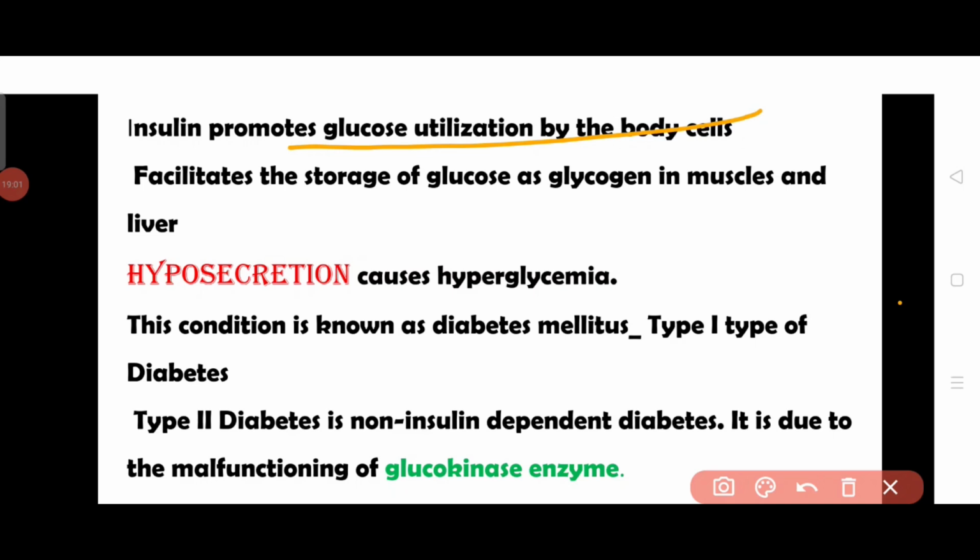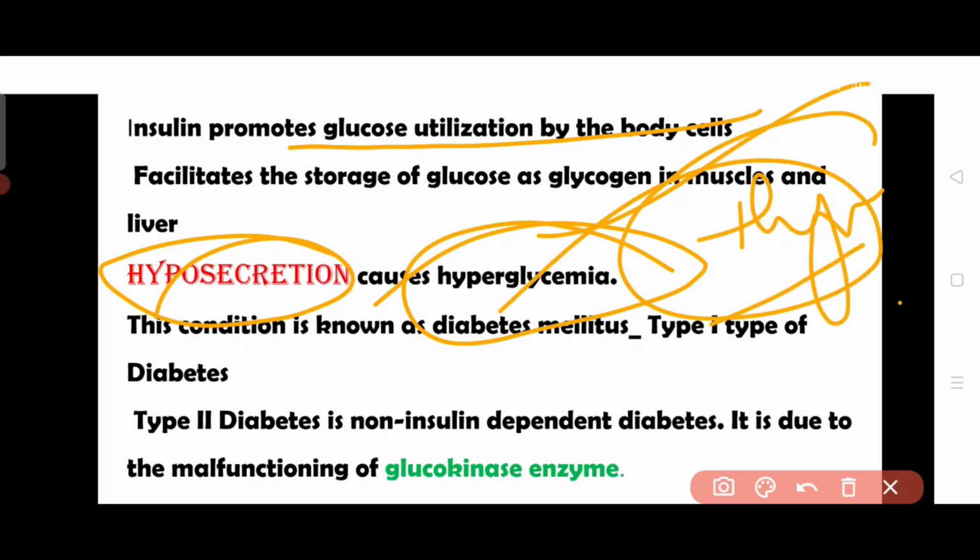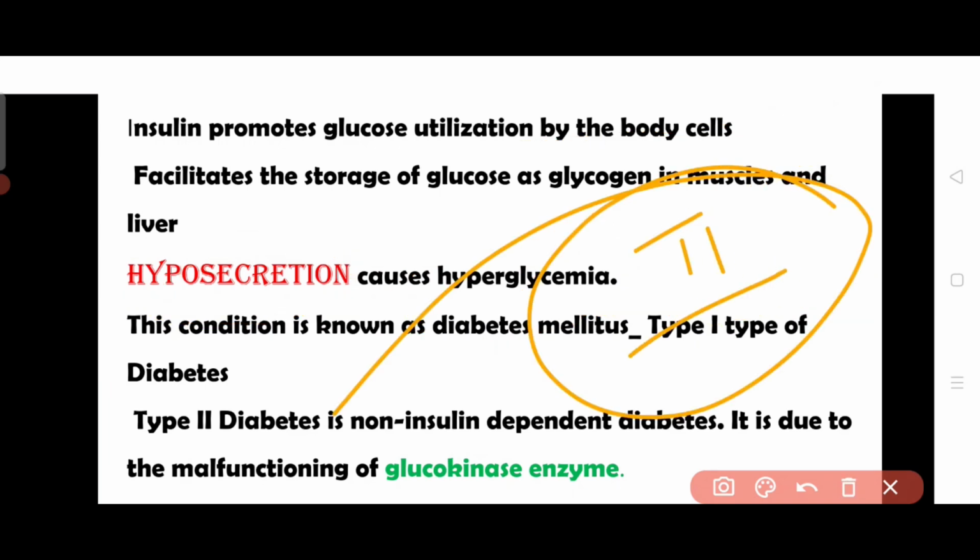Insulin promotes glucose utilization by the body cells and facilitates the storage of glucose as glycogen in the muscles and liver. Insulin lowers the blood glucose level. Hyposecretion of insulin will usually result in hyperglycemia, that is an increase of the blood glucose level. This condition is known as diabetes mellitus type 1, whereas type 2 diabetes is non-insulin dependent, which may be due to malfunctioning of the glucokinase enzyme.